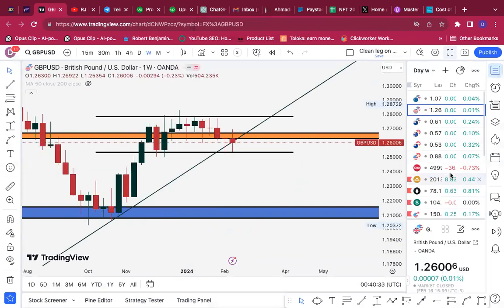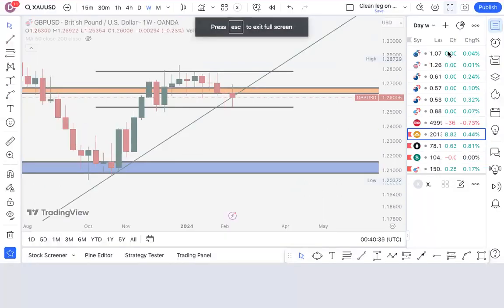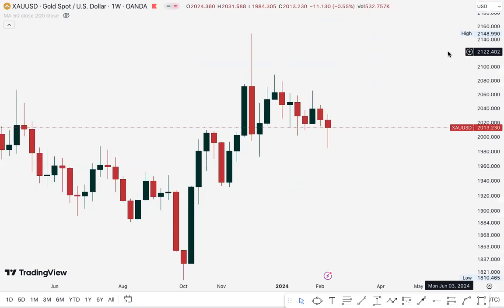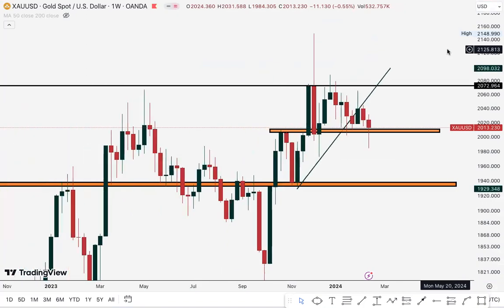This particular pair called gold, I called out gold in my Telegram community a while back. I said to these guys that my prime target for gold was 1940, and then I think I spoke to one of my guys yesterday. I was like, bro, my target for gold is 1940. However, this is where we stand currently.